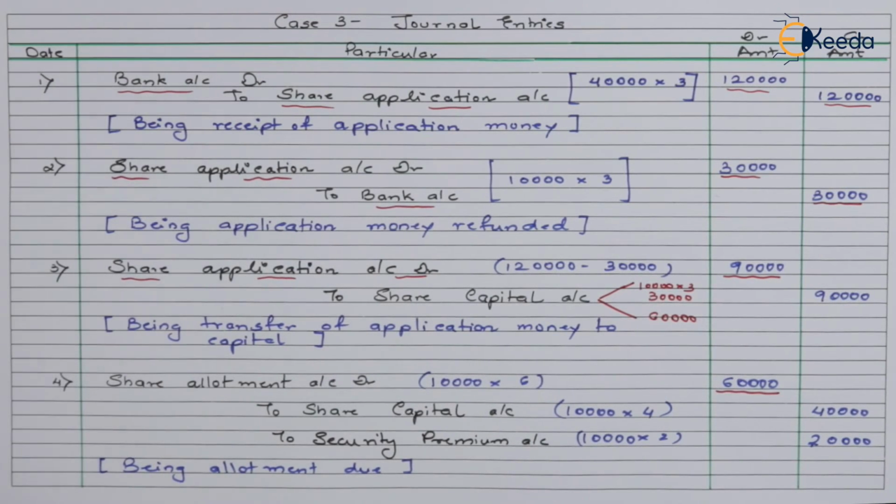Share capital will have a total of 10,000 multiplied by 4, that is 40,000. And securities premium will have a total of 20,000, that is 10,000 multiplied by 2. Now, as you know, the allotment excess money that we have also equals 60,000. Hence, whatever amount we have received here, or whatever calls in arrears we have not received, we'll figure out in the next set of entries. Now, let's start with the next set of entries then.